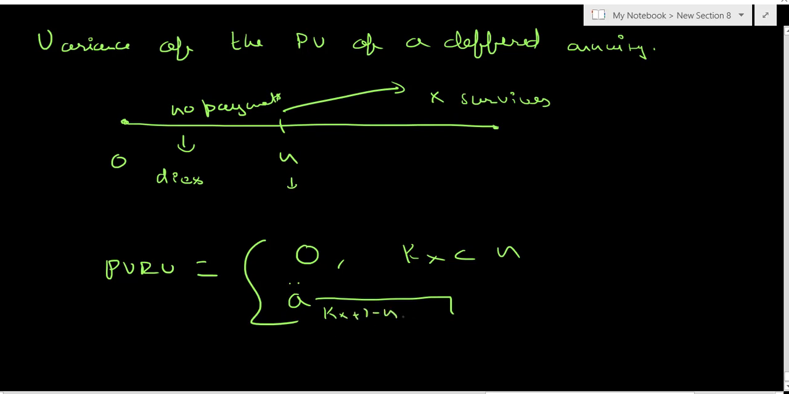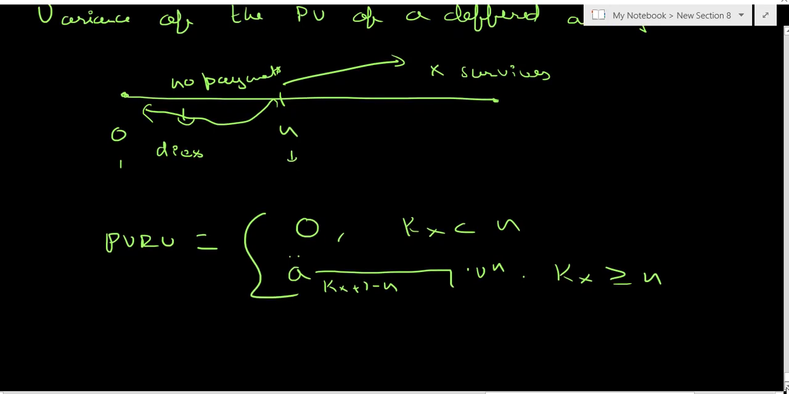It is basically kx plus 1 minus n because there would have been kx plus 1 payments if this had started at time 0, but since this is starting at time n, the payments are reduced by n, and this is multiplied by v to the n. This is if kx is greater than or equal to n. And this is multiplied by v to the n for the fact that I need to discount all these payments back to time 0, right? So therefore there is this v to the n factor which you need to understand, and this we had discussed earlier too. So if you don't get it, you can go back and check again. Okay, so this is what we have here.